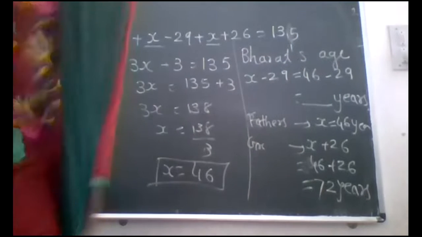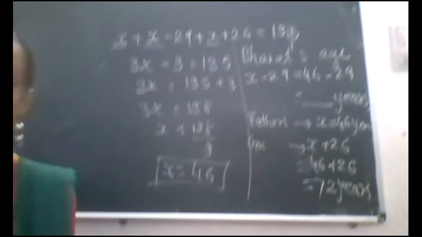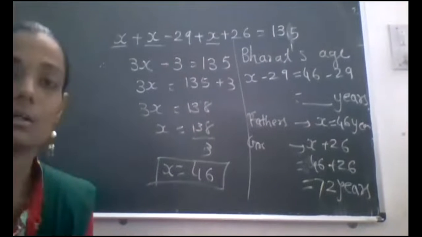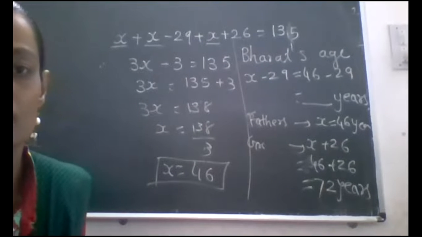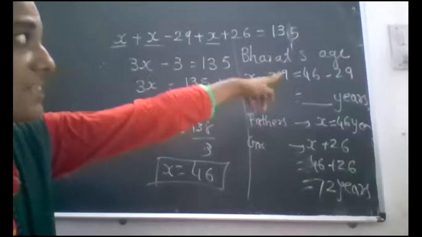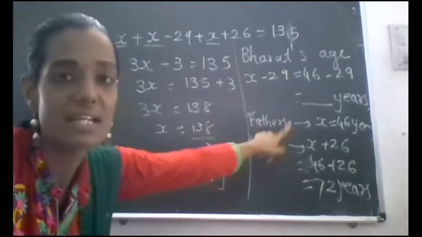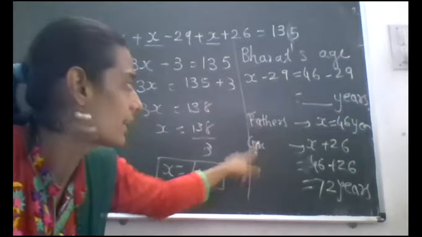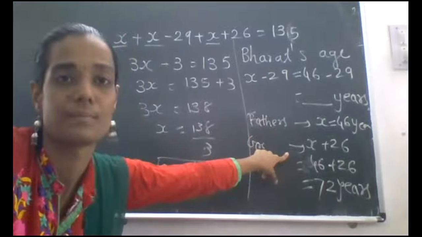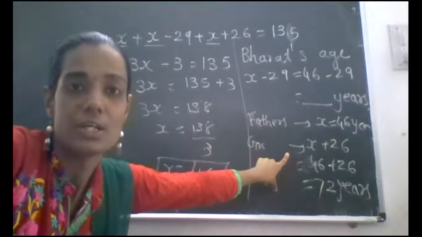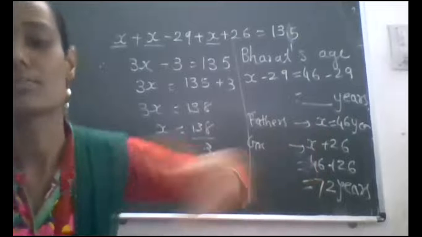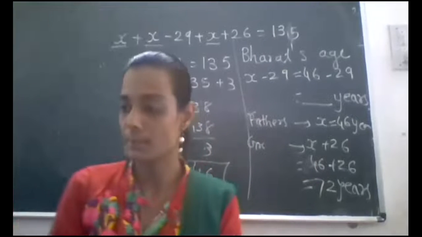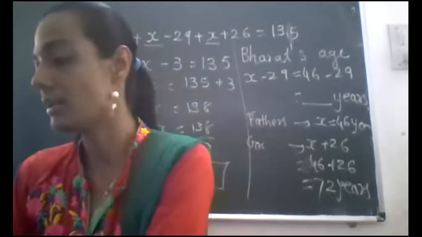So now complete this sum. Write it properly: Bharat's age, Bharat's father's age, and Bharat's grandfather's age. Write it down in a whole way.